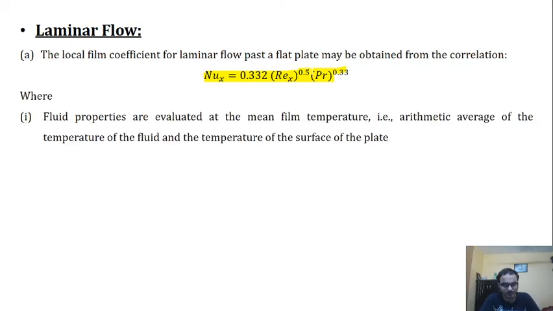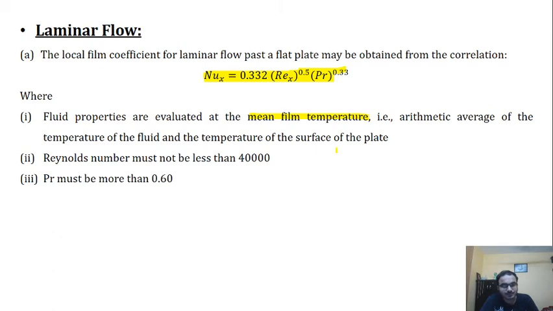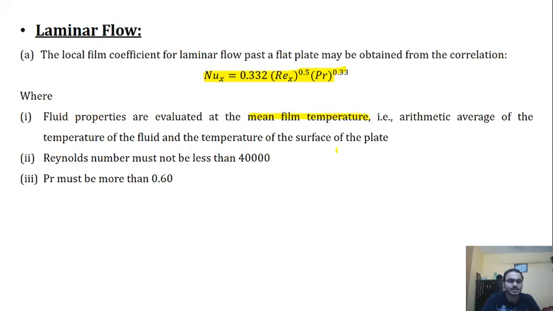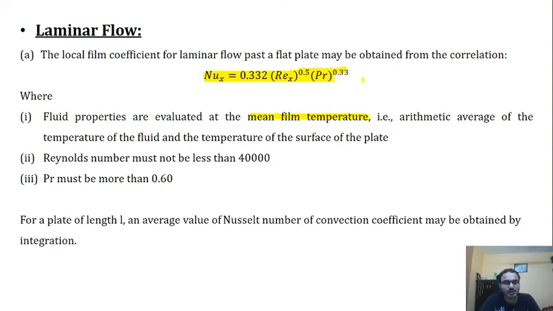Here the fluid properties are evaluated at mean film temperature, that is the arithmetic average of the temperature of fluid and temperature of surface of the plate. Second, Reynolds number must not be less than 40,000. Prandtl number must be more than 0.60. So these are the conditions that should be satisfied while applying this formula.